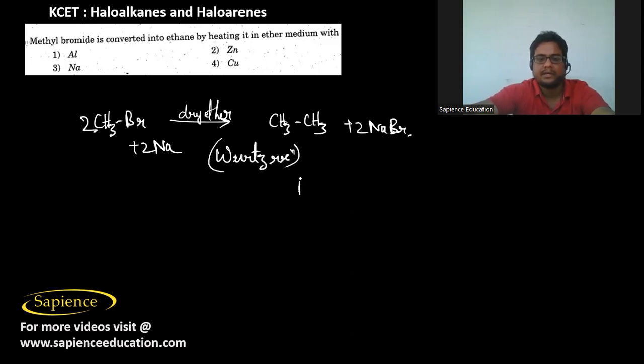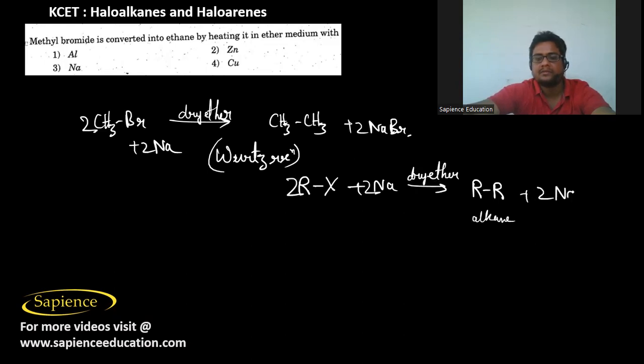If we use the same alkyl halide, then it will react with sodium in the presence of dry ether to form R-R. So it means the same alkyl group will be attached with itself to form an alkane, and then it will form sodium halide.